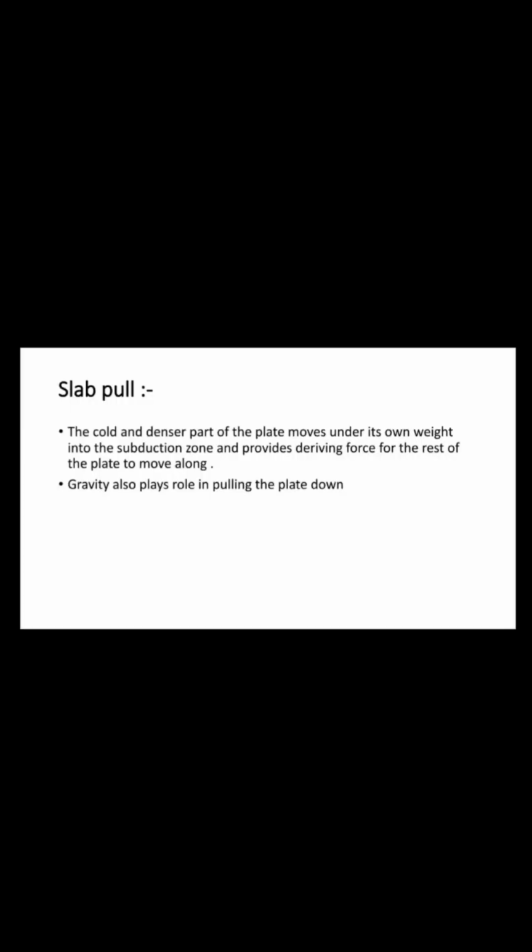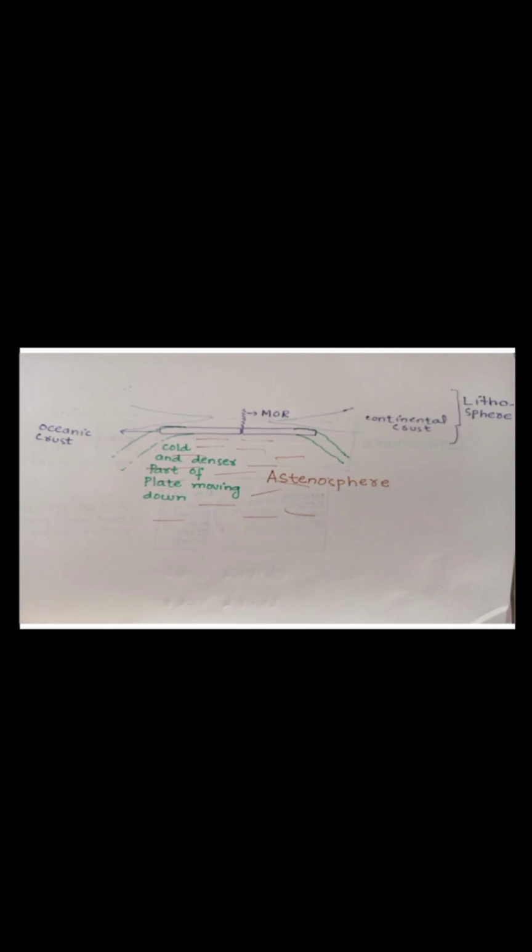The next process which is involved in the movement of the tectonic plates is slab pull. In this process, tectonic plates move downward towards the asthenosphere because of their own weight, because the parts of the plates which have become cold and denser are being pulled downward due to gravity. Gravity is actually the force which is playing a role in this type of movement.